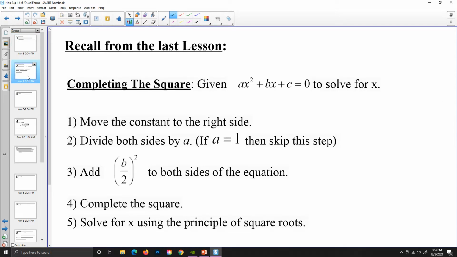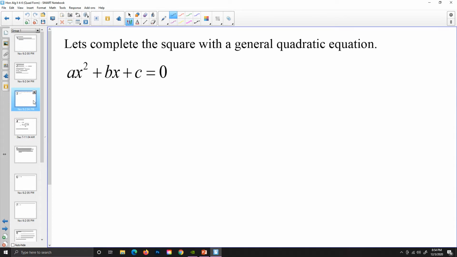If you recall from the last lesson, if you are given an equation in ax squared plus bx plus c equals 0 form and you want to solve for x, we're just going to quickly go over these steps. You move the constant to the right side, and then divide both sides by a. If a is equal to 1, you skip that step. We can't skip that step here because a is just a variable and we don't know what it is. Then we add b over 2 squared to both sides of the equation, complete the square, and solve for x by using the principle of square roots. So we're going to complete this with a general equation.